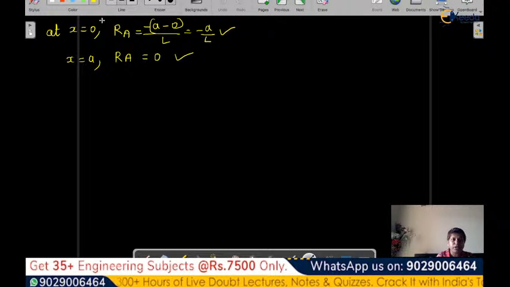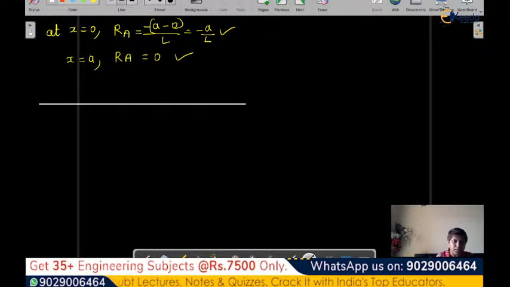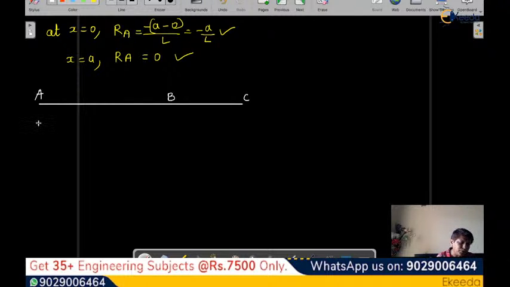I am again redrawing the beam. This is our point A, this is our point B, and this is our point C. Now let's see, at X equal to 0, RA is equal to 1. So let's draw the ordinate 1 over here.